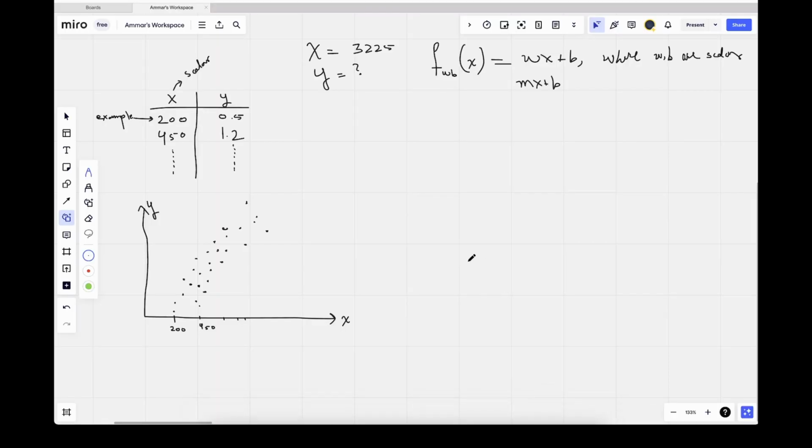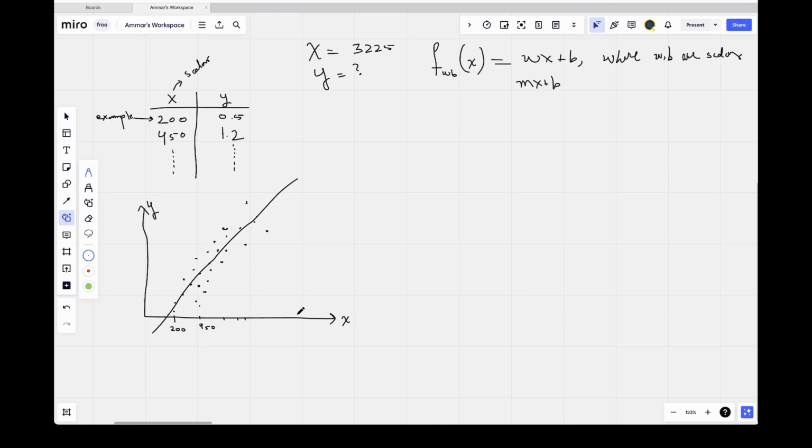So what I'm trying to find is the value for w and b. Once we have the optimal values for w and b, we will have the best fit line. But how do we find the values for w and b, right? That's our goal. We want to find the best possible line that fits this data, that captures this data very well, right?